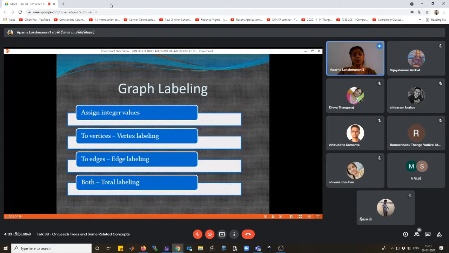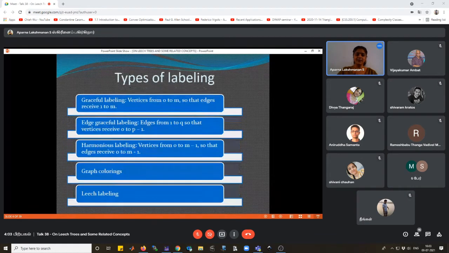First, we need to know what is a graph labeling. By graph labeling, we simply mean assigning values either to vertices or to edges or to both. If we are assigning values to vertices, such labelings are called vertex labelings. If we are giving values to edges, that comes under the category of edge labeling. And if we are giving values to both, then such labelings are called total labelings.